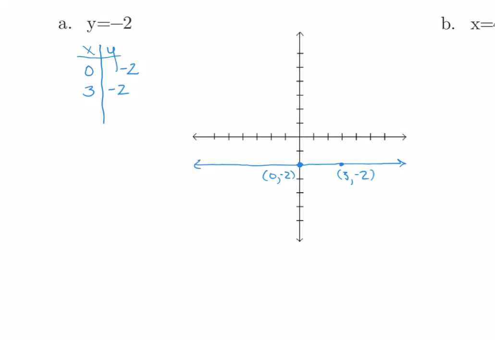So if you notice, going back to this idea of domain and range, how far left and right does this go? This goes forever to the left. It goes forever to the right. And so our domain is all real numbers. Our range, what about up and down? Well, notice this graph does not go up and down. It stays at -2, and so our range is -2.